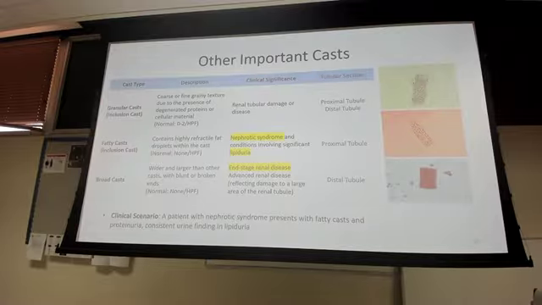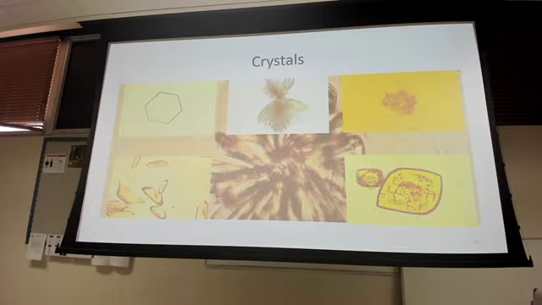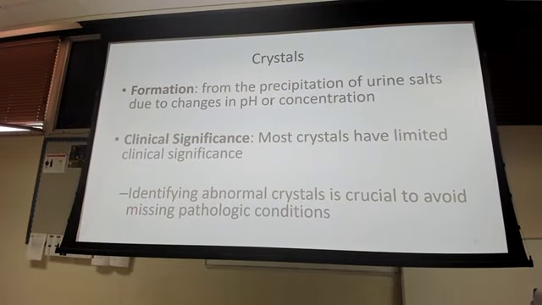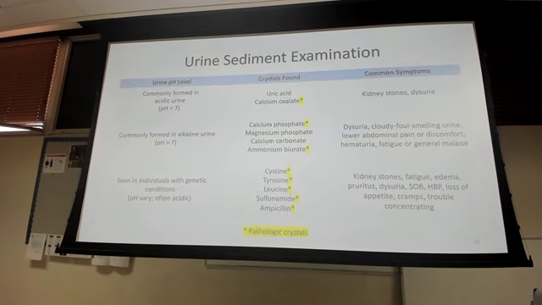Okay, so crystals. Like I said, they come from precipitation of urine salts, and these are due to changes in pH or concentration. Most crystals have limited clinical significance. Some can be fatal, some are pathological, some aren't. Those pathologic crystals are highlighted for a reason, which means we need to highlight them for a reason.